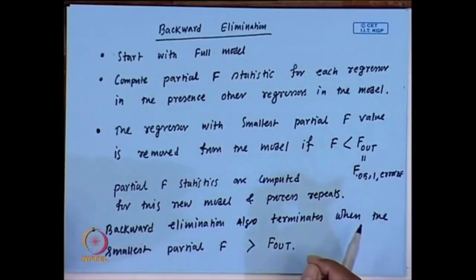regressor is less significant. So, next we look at the smallest partial F value, and if that partial F value is less than F out or less than the tabulated value, then of course, we remove that regressor from the model, and again we repeat the same process until there is a stage where the smallest partial F statistic is greater than the F out. Okay, that means the smallest one is also significant. So, we cannot remove any more regressor from the model.